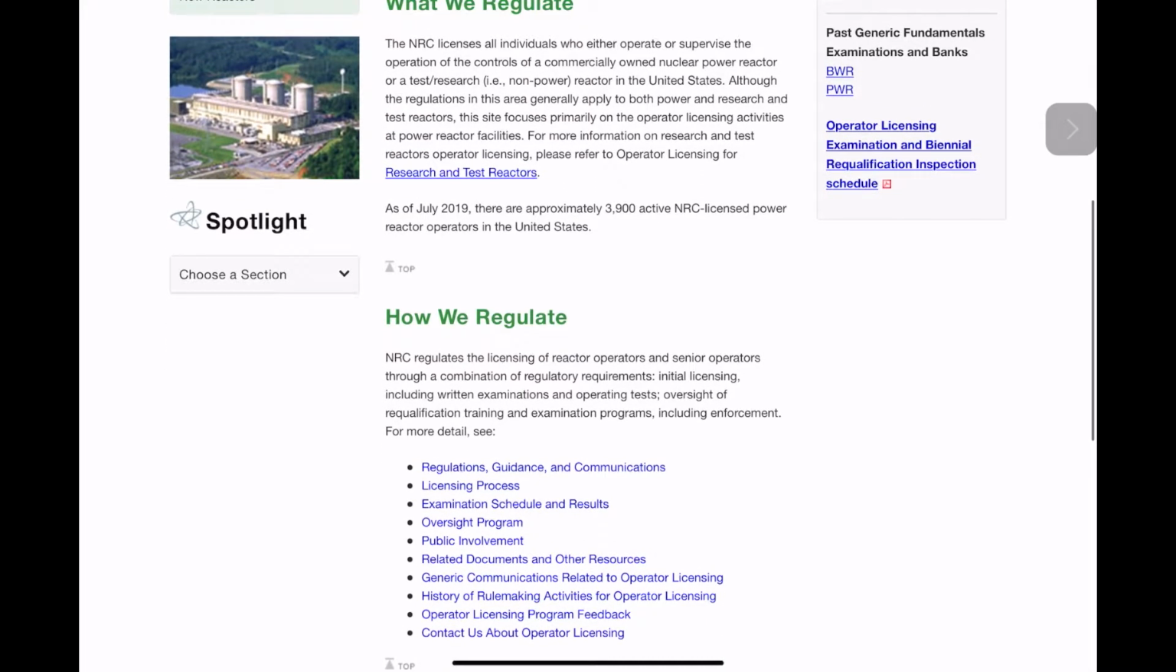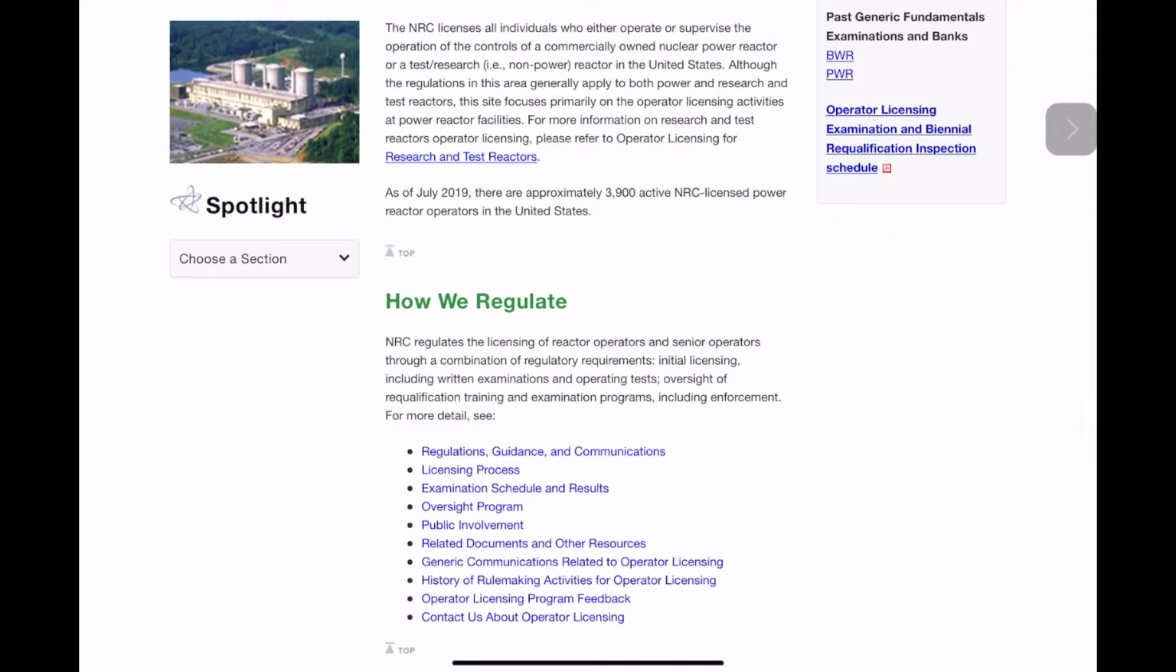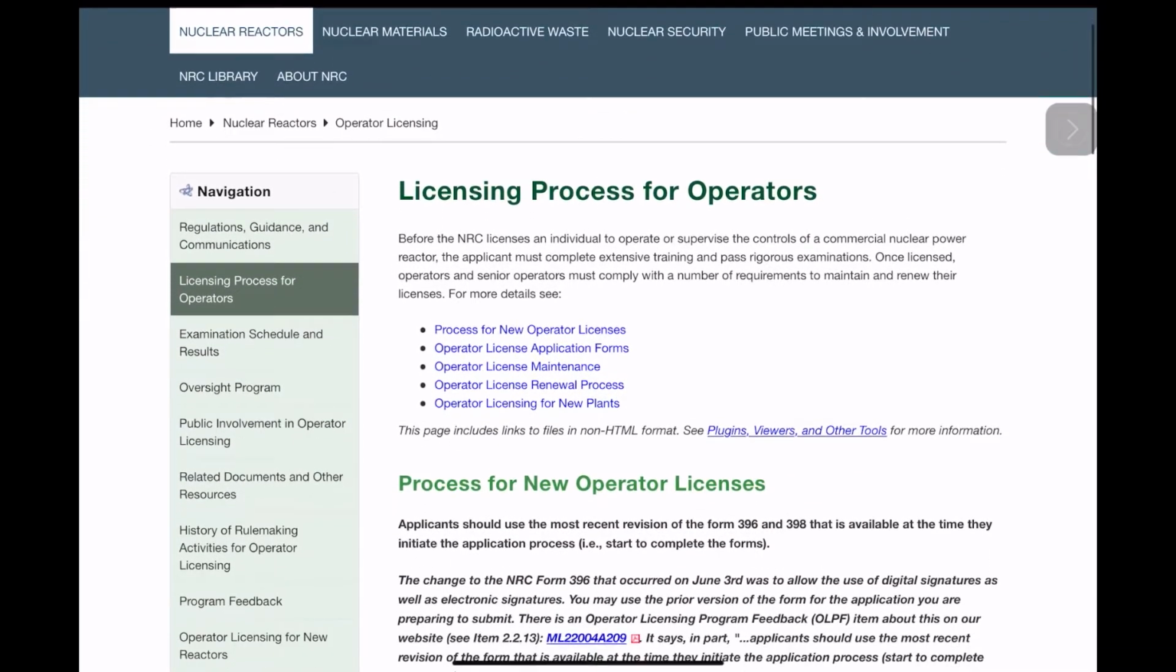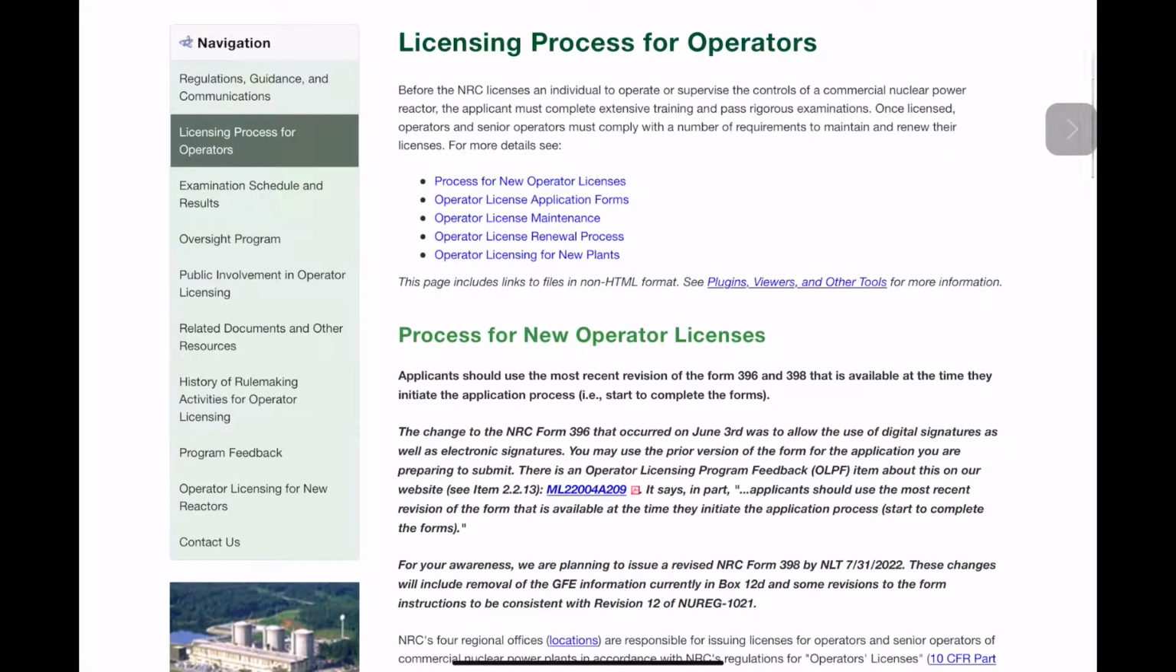Okay, but what else do we need if we want to become reactor operators? What do we need, right? They have a lot of information about it on their website. So we go to the licensing process on their website, and let's say, okay, I'm a new reactor operator. How do I get my license? This is my first time.